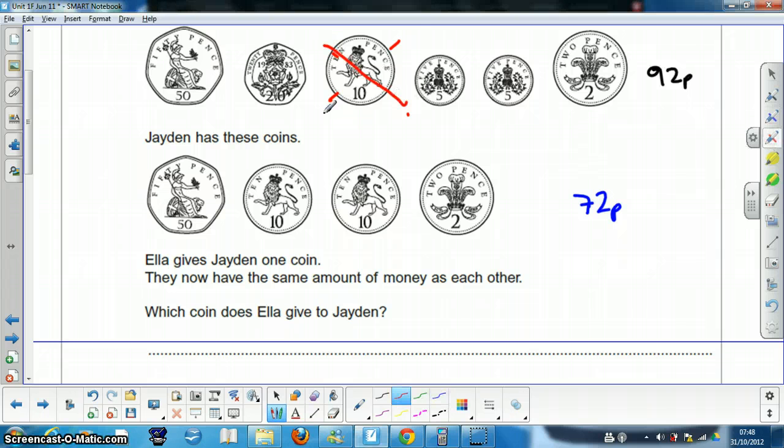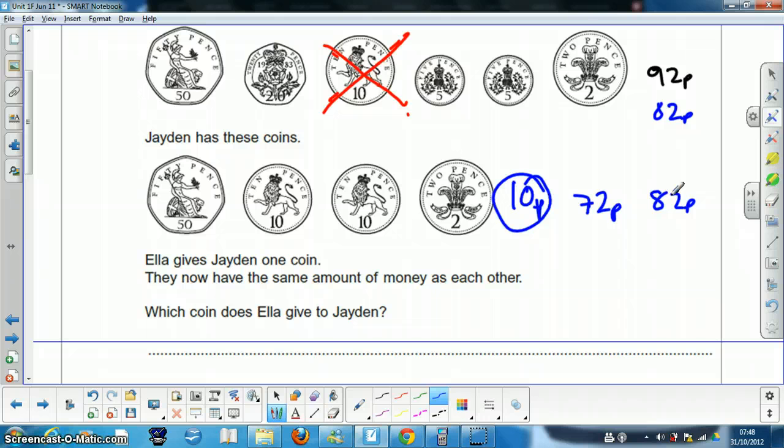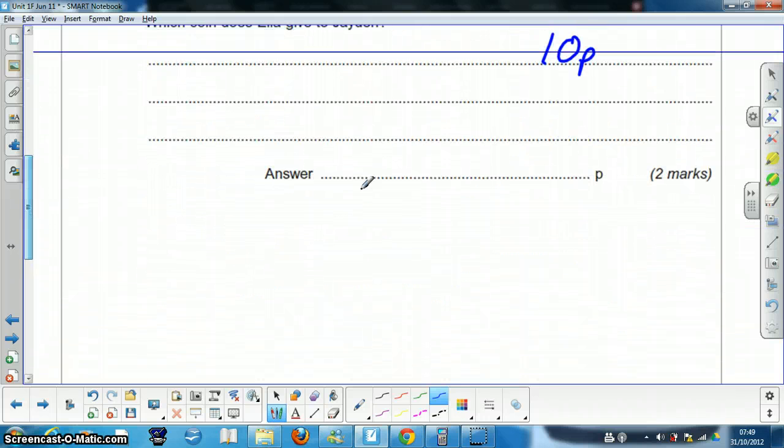If Ella gave away a 10 pence, she'd be down to 82 pence, and he'd have another 10 pence. He'd have 82 pence. So which coin did she give away? It's a 10 pence. Put the mark here. Again, nice straightforward 2 marks.